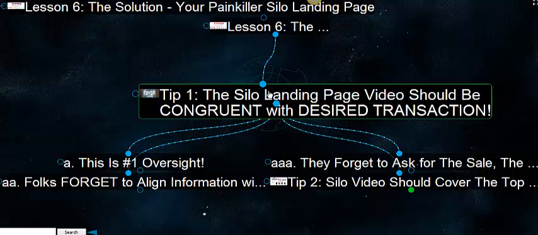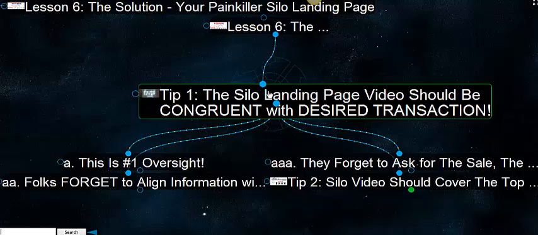I never forget that there is a desired transaction for any video that I'm doing. And part of what I do is I remember when I'm making a video or when I'm having a video made for me, throughout the entire writing of the script or the creation of it, I'm aware the whole time where this video is going to go.